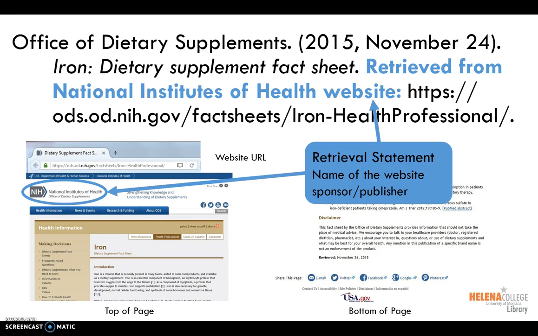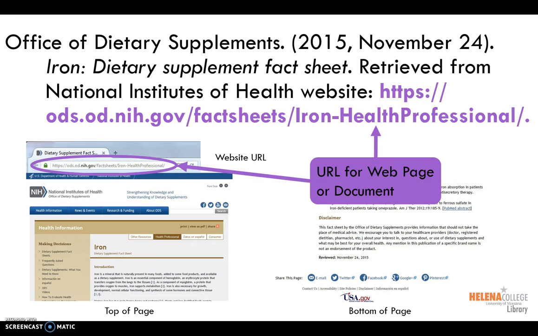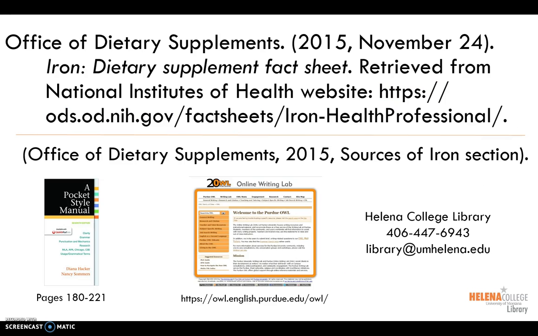Next is the retrieval statement. Look near the top or bottom of the web page or document to find the publisher for the website, usually an organization or company. Write retrieved from the organization's website, followed by a colon. Finally, include the URL for the actual document or web page. Find this in the address bar of your web browser. It is easy to copy and paste. And this is our complete citation.